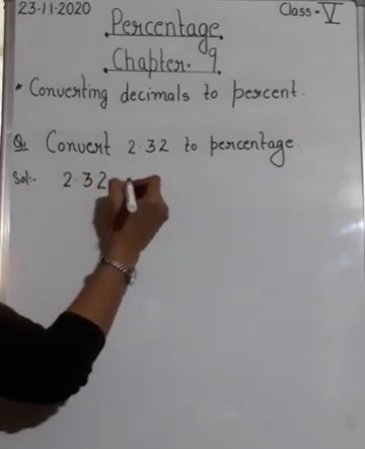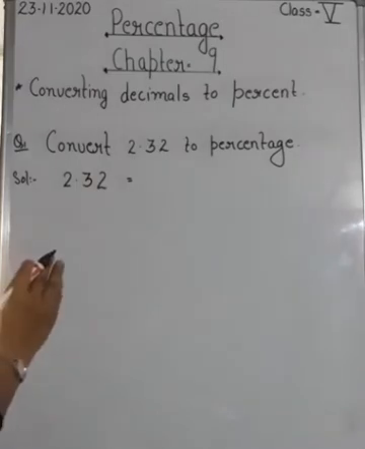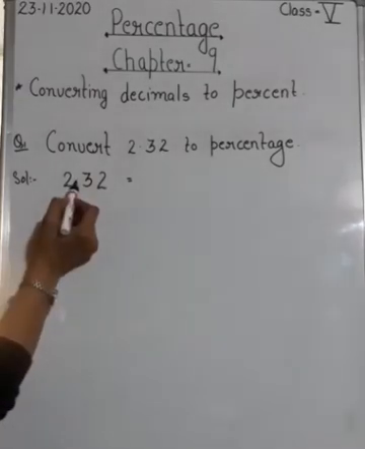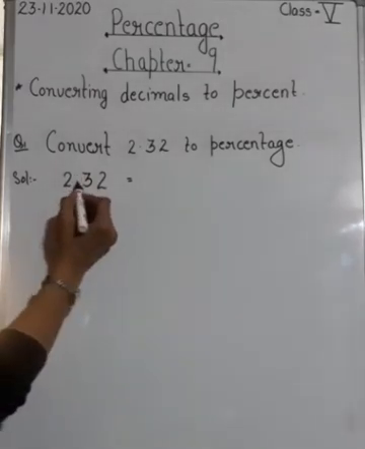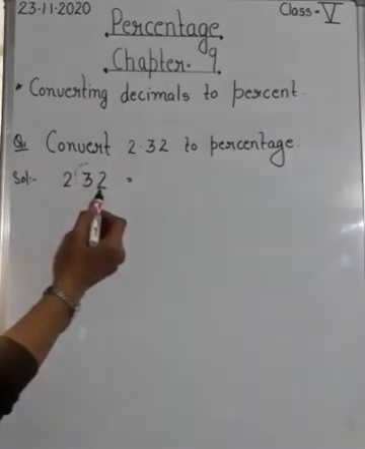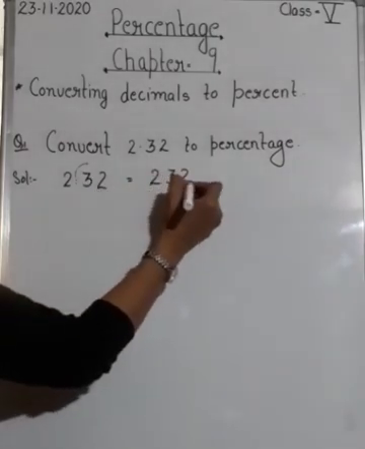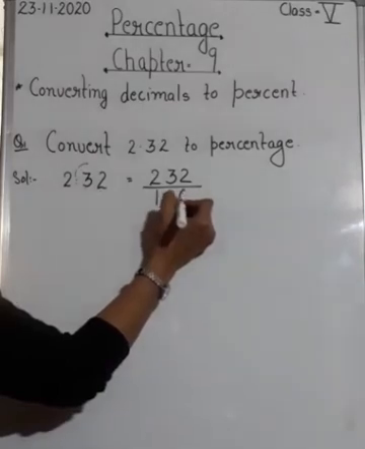So for converting it into percent, first of all, you have to convert it into a fraction. And how are you going to convert it? You have to remove this decimal from here. When you remove this decimal, after the decimal, how many digits are there? 1, 2. After the decimal, I am having 2 digits. So you will write 232 upon 100.